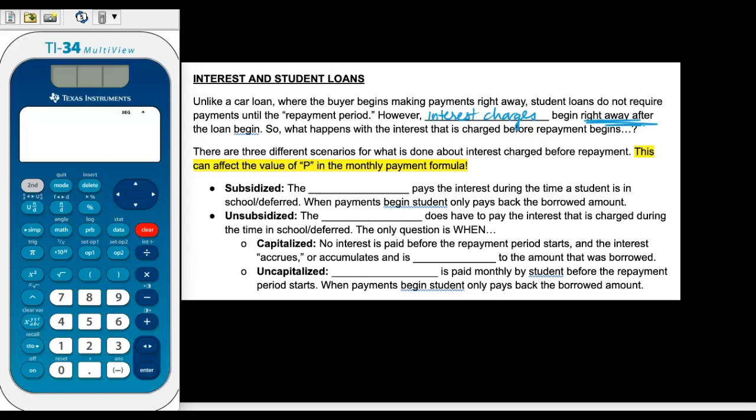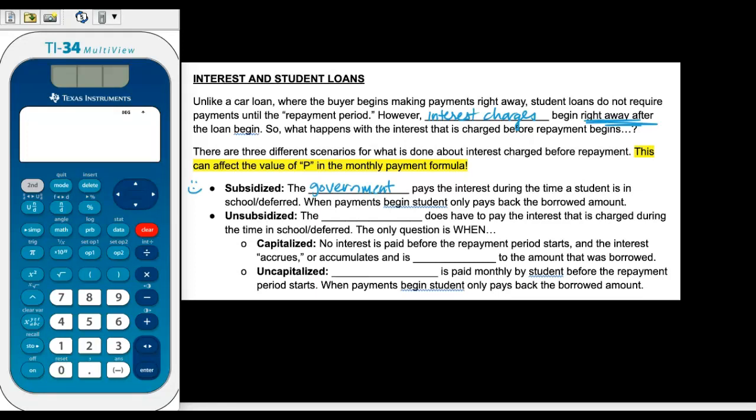One scenario is called a subsidized loan. This is a loan where the government pays the interest during the time a student is in school. And then when payments begin, the student only pays back the borrowed amount. Now, the loan will accrue interest after the student is out of school, but the student won't be responsible for any interest while they are in school. So this, I'm just going to put a smiley face. This is the best type of loan you can get. A lot of times the subsidized loans are only given when there's a financial need. This is definitely something that the student has to apply for with that FAFSA form.